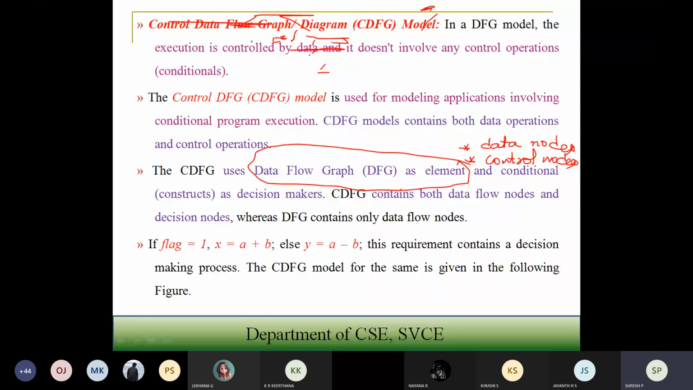If the flag is not 1, that will come in the else part, so it is going to perform the operation y is equal to a plus b. So you are going to do some operations. In that particular operation, you are going to have some C code, for example.